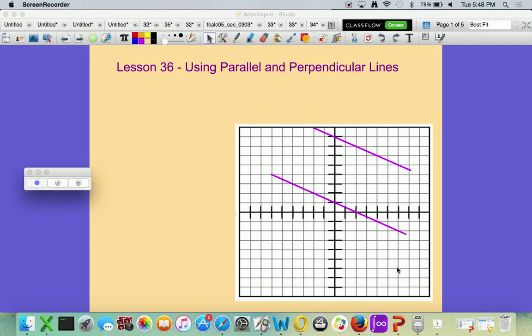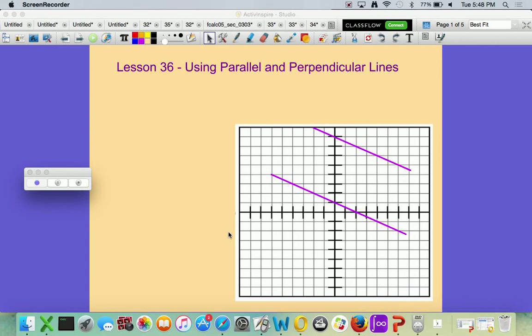Welcome to lesson 36, which is using parallel and perpendicular lines. As you can see on our graph here, we have two lines, and it looks like they're parallel, but we've got to be able to tell for sure. Now, to have parallel lines, you need to have lines that have the same slope. So we need to figure out what the slope of these two lines are.